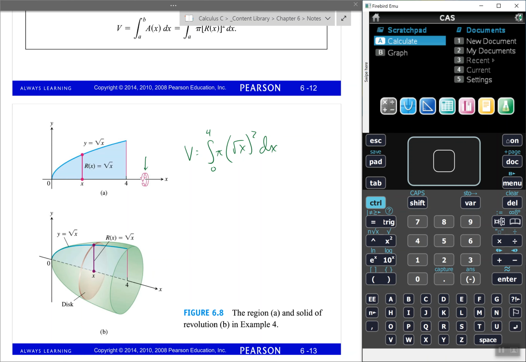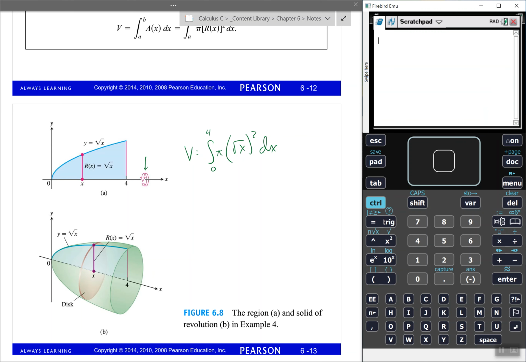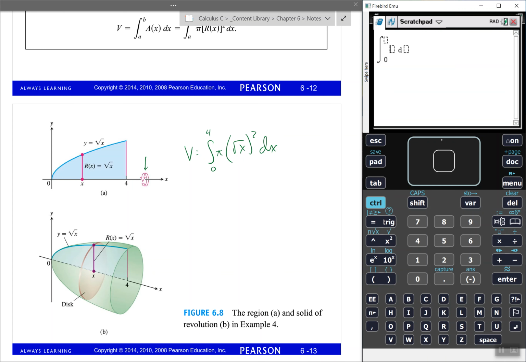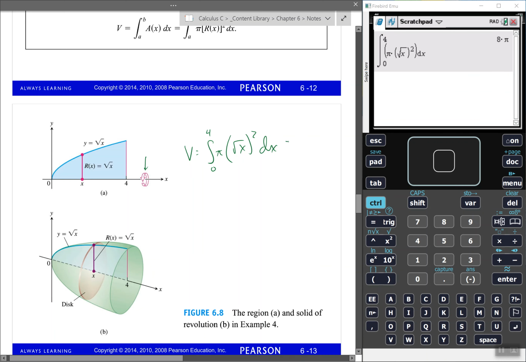So if we go onto the calculator and we start out with exactly what's there, the integral from 0 to 4 of pi times the square root of x, squared, we'll get 8 pi. And that's the answer. That's the volume of this figure. It is 8 pi.